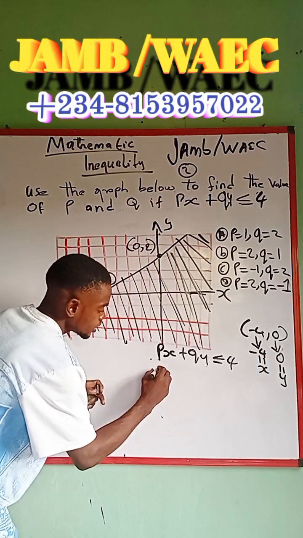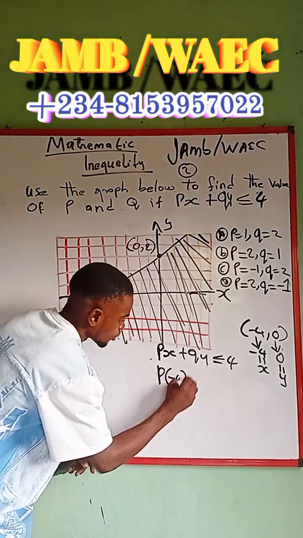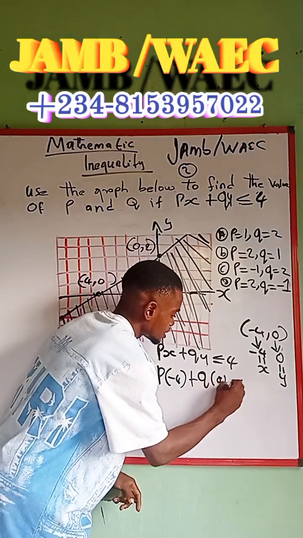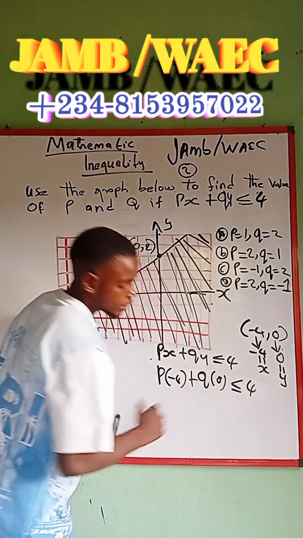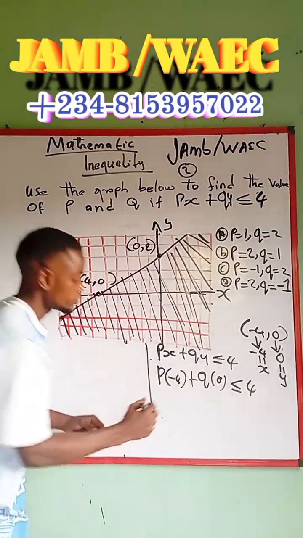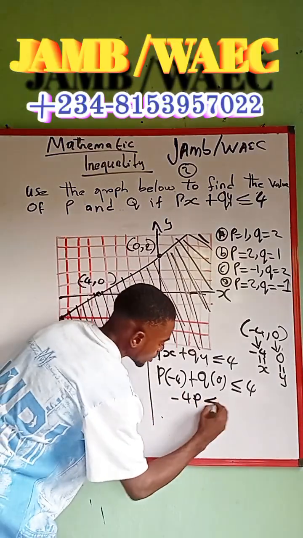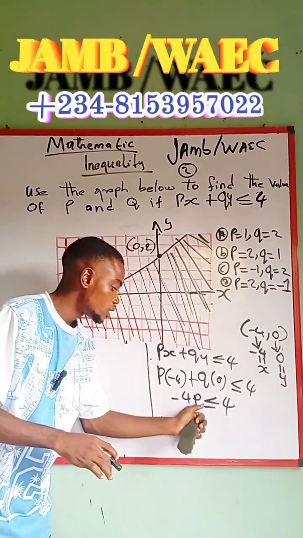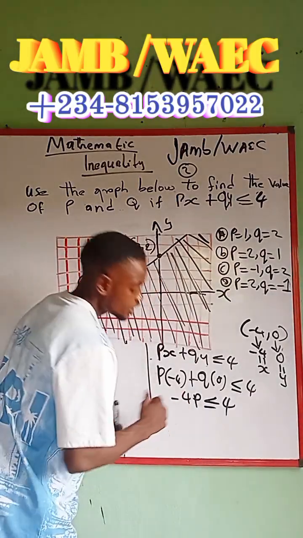So the solution now is that P, instead of multiplying X, is going to multiply -4, plus Q, instead of multiplying Y, is going to multiply 0. And this is less than or equal to 4. Now, don't bother yourself about Q multiplied by 0 because it's going to give us 0. We come to this other place. P multiplied by -4 is going to give us -4P, and this is less than or equal to 4. Remember that Q multiplied by 0 is going to give us 0, so I didn't bring it down.